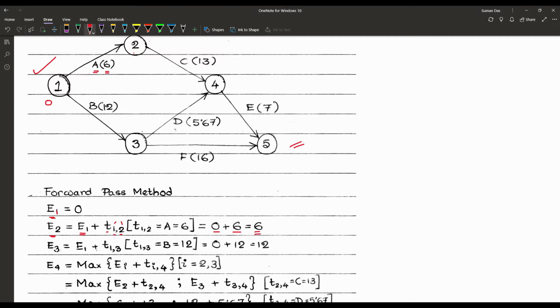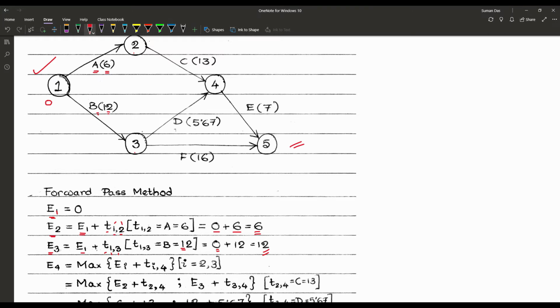So that is our E2. Next E3, that means node 3, using the activity B and the duration time is 12. So that one is E1 plus T 1 to 3, and that is 12, starting from 0, that means E3 is equal to 12.